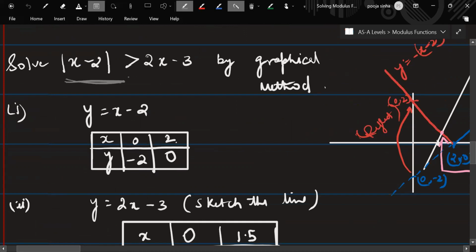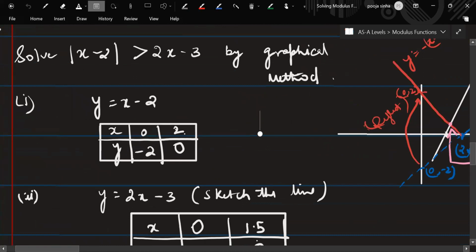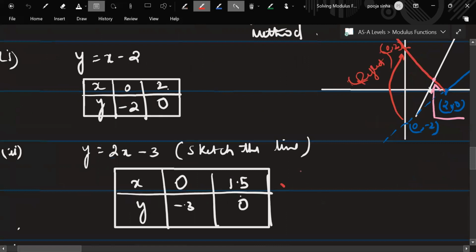So x minus 2 is greater than 2x minus 3. You have to show it by graphical method. So what do you see? Here the equation and here the equation are different and both are in x. So we will have 2 lines. One is y is equal to |x minus 2|, and the other is y is equal to 2x minus 3. You sketch a line for this one, and you sketch a line for this one also.